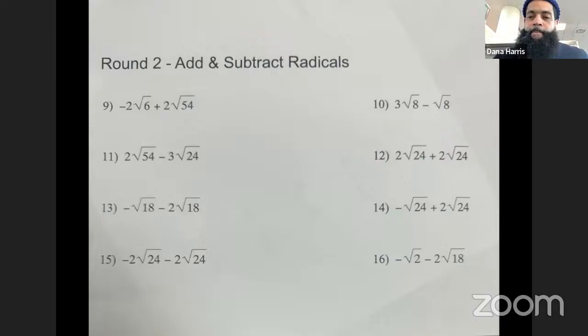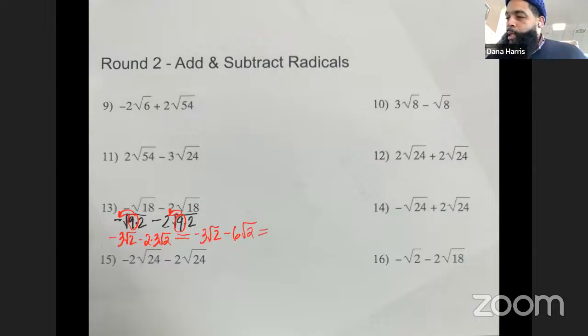Number 13. All right, so number 13, I got negative square root of 9 times 2 minus 2 square root of 9 times 2. All right, so here, circle that, take the square root of those. So I have negative 3 square root of 2 minus 2 times 3 square root of 2. All right, so that equals negative 3 square root of 2 minus 6 square root of 2. And then the negative 3 minus 6 is negative 9 square root of 2. All right.